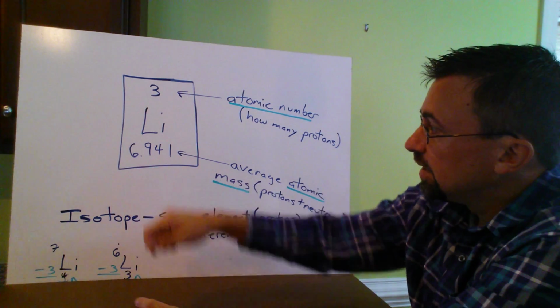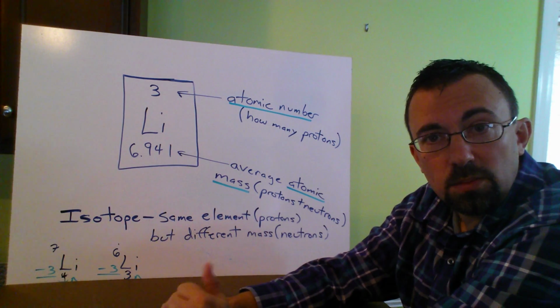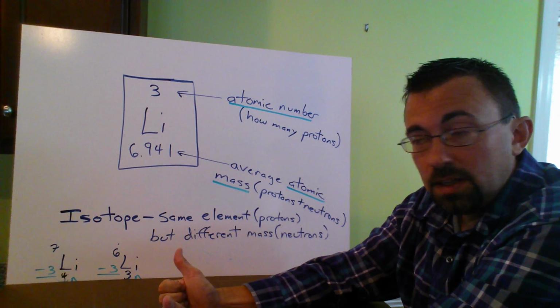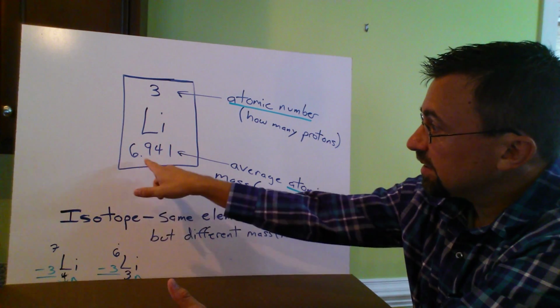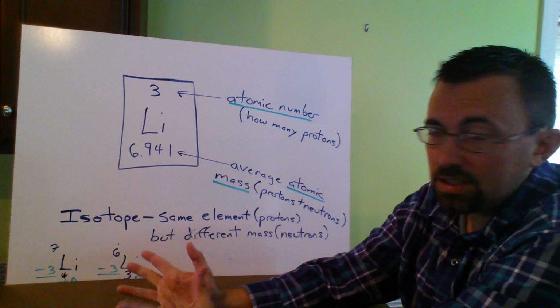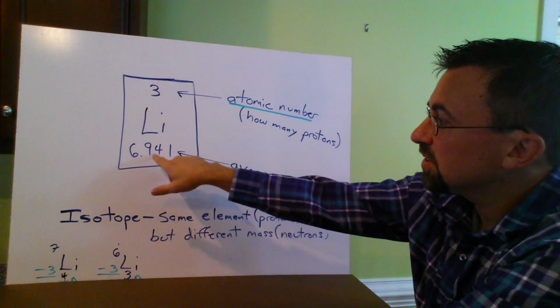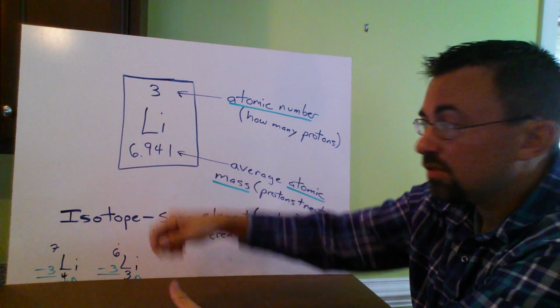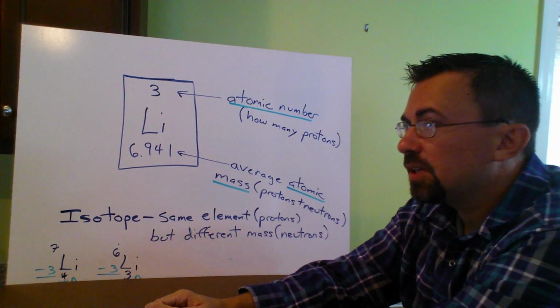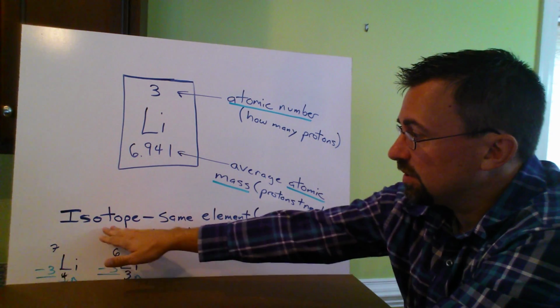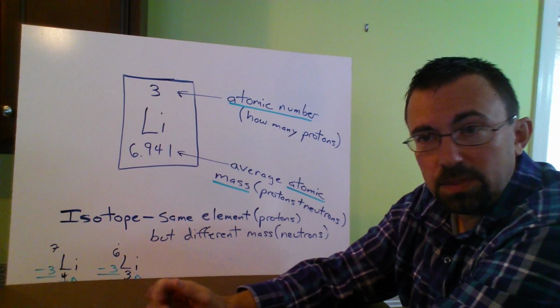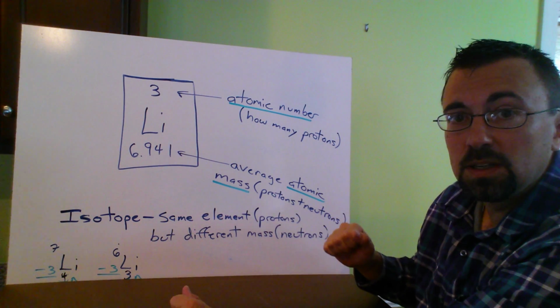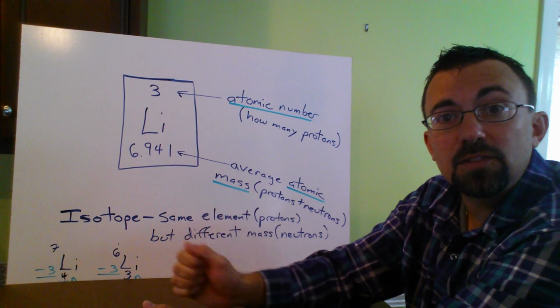Now the other number is your atomic mass, and that's the sum of the protons and the neutrons. And you might ask, well, how do I get 6.9 of something? Well, you don't. It's an average. So some of them are 7, some of them are 6. Obviously, there's more 7s than 6s since that number is closer to 7, but it's an average. So what do we call that when they're different? We call those isotopes, where it's the same element, meaning it has the exact same number of protons, but it has a different mass, meaning it has a different number of neutrons.